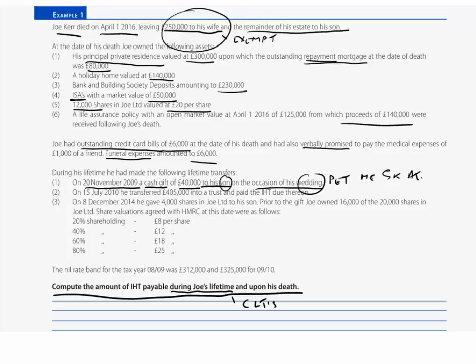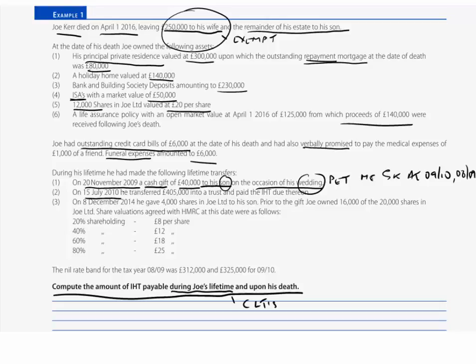So we will have the annual exemptions available, firstly for the year in which it occurred, 09-10, and then as this was the first transfer, we'll have an unused annual exemption from the previous year, 08-09, to bring forward. So we've got a marriage exemption at the maximum level of 5,000, 2 lots of annual exemption of £3,000 apiece. Right, on to the next one.